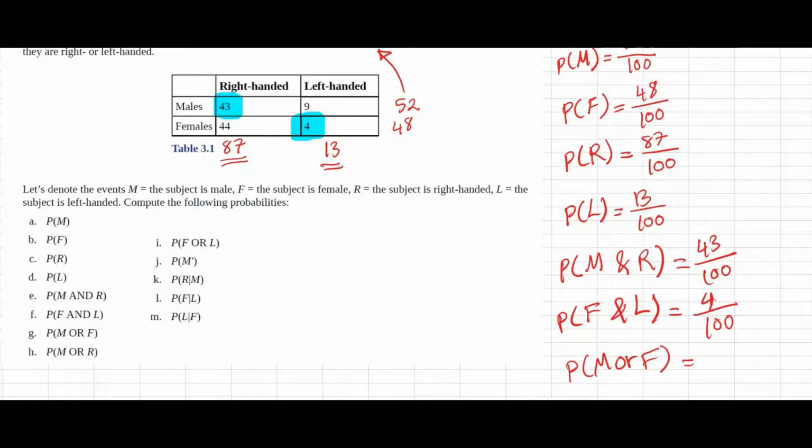The number of males and females are 52 plus 48, which is 100 out of 100. So the probability is 100% or equal to 1. We are sure to select either a male or a female out of these individuals. That is an event that must happen. Next, we will find the probability of selecting a male or right-handed.